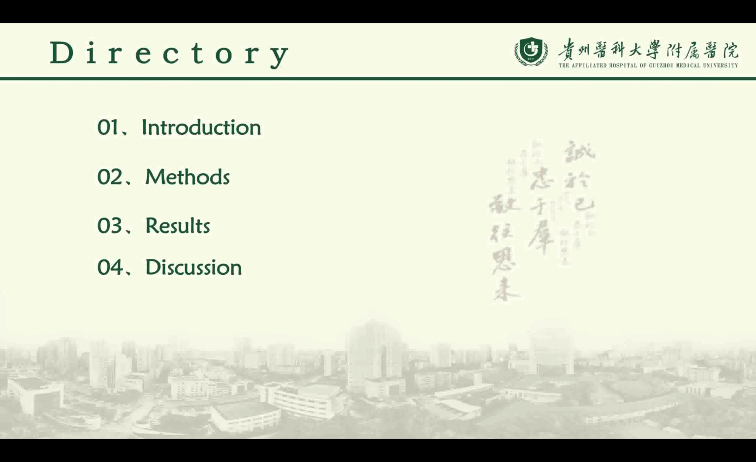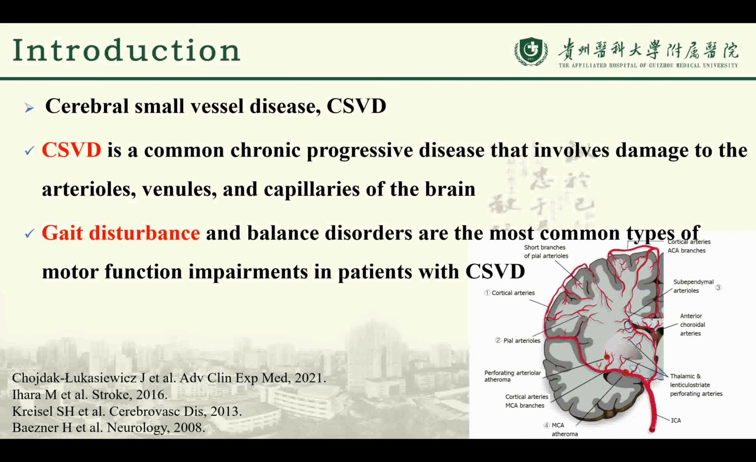I will complete today's sharing from the following 4 aspects. First, cerebral small vessel disease, or CSVD, is a common chronic progressive disease that involves damage to the arterioles, venules, and capillaries of the brain. Lower extremity motor function impairment is one of the most common complications of CSVD. Gait disturbance and balance disorders are the most common types of motor function impairments in patients with CSVD.